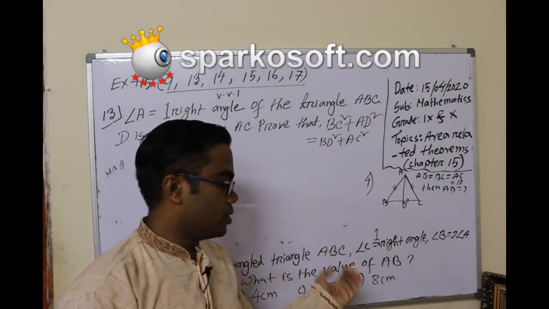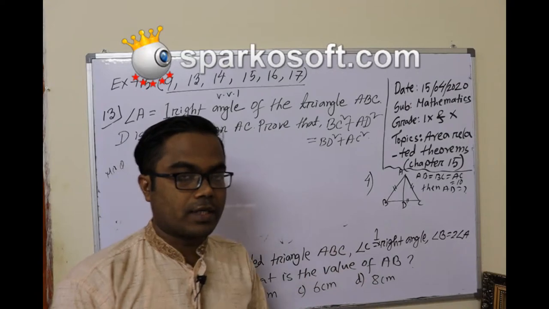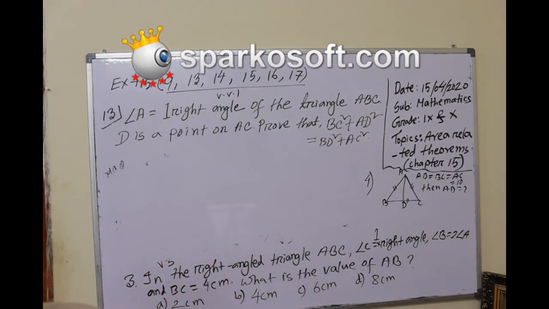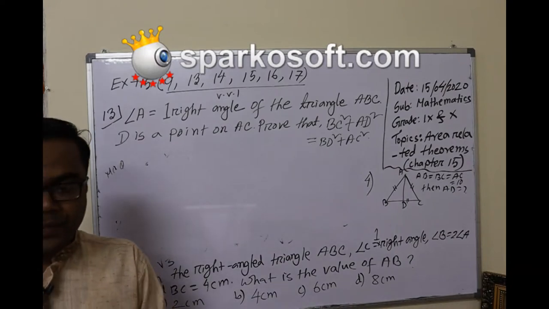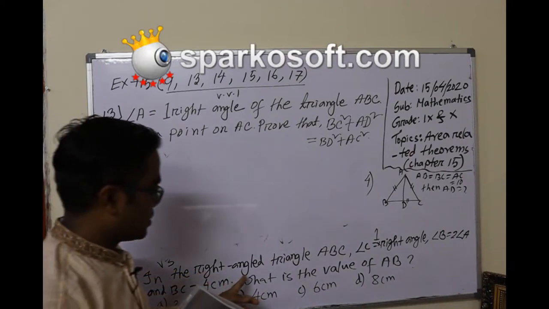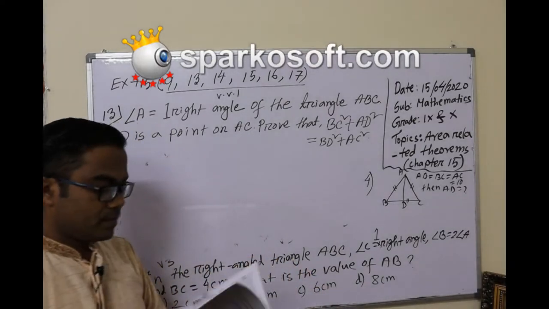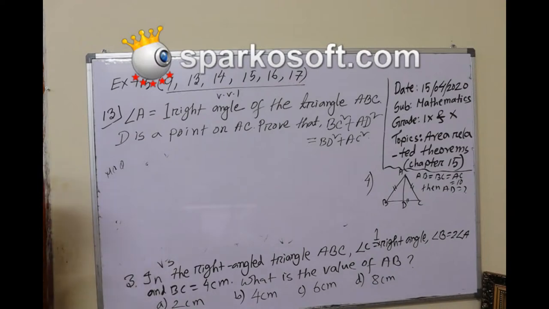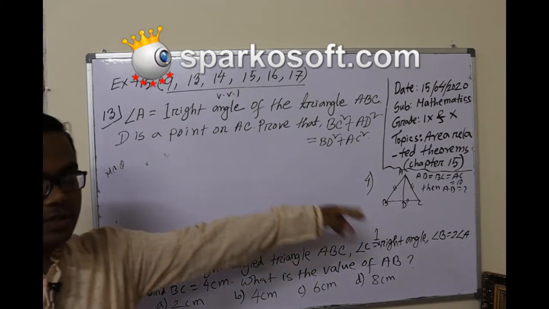Without solving, don't tell the answer. First of all, try to solve, then you can tell the answer, because the options are there. Without solving, you can say B number, C number, like this. Don't do that. Try to solve. This is a very, very important question. This one came in 2019, in the theorem and in the select board exam. Good question.